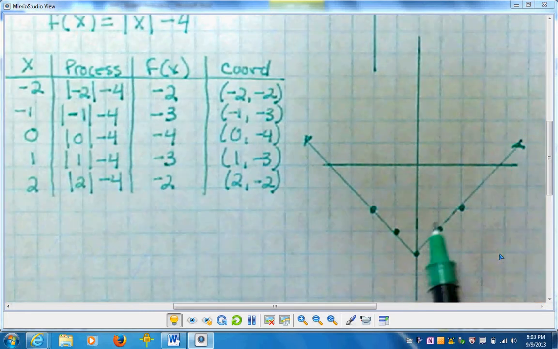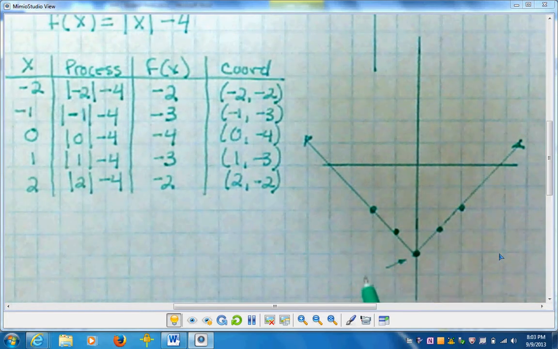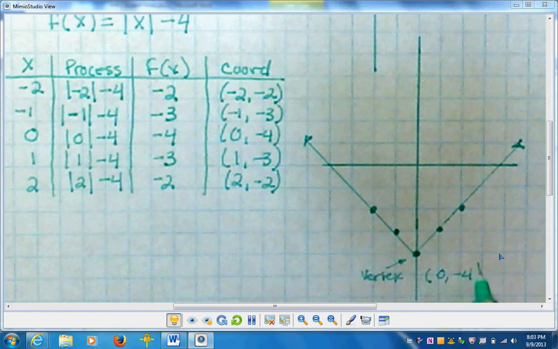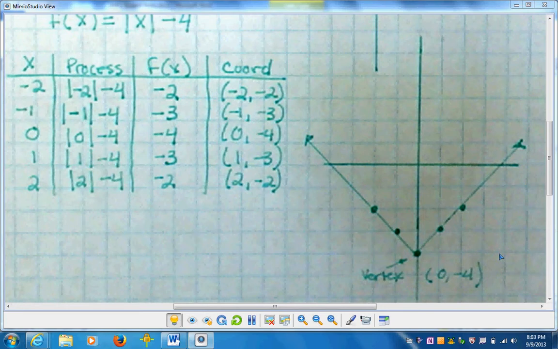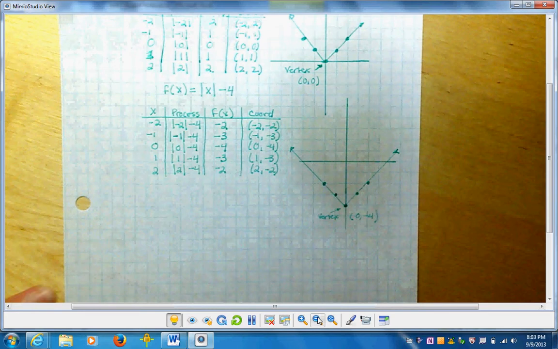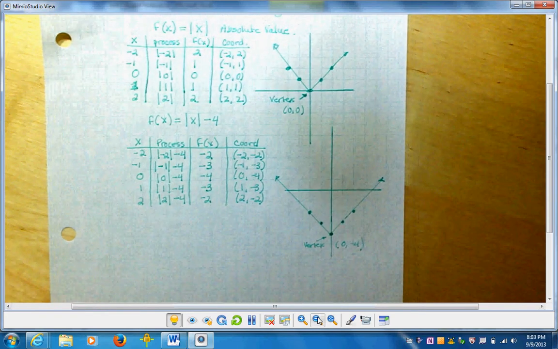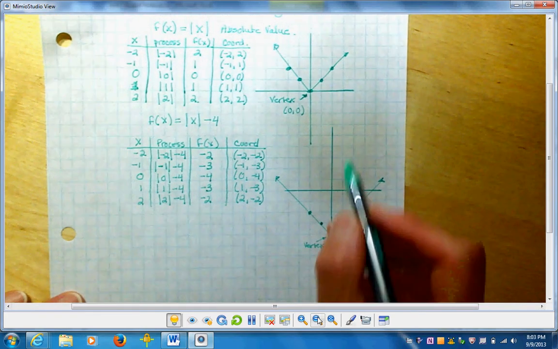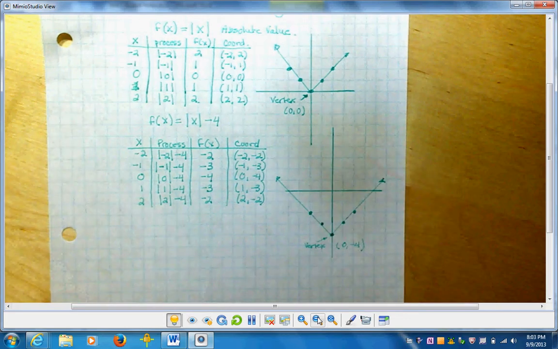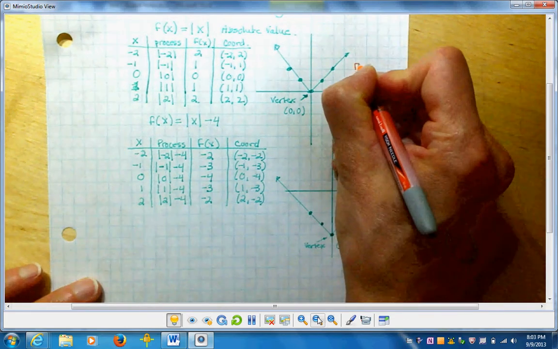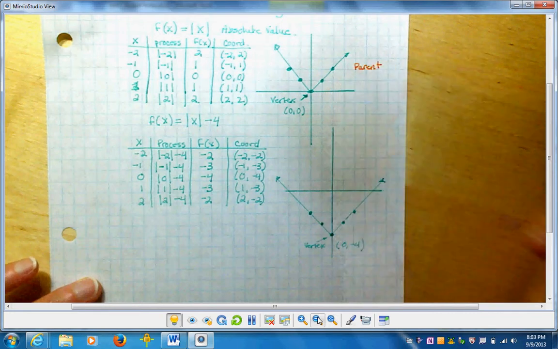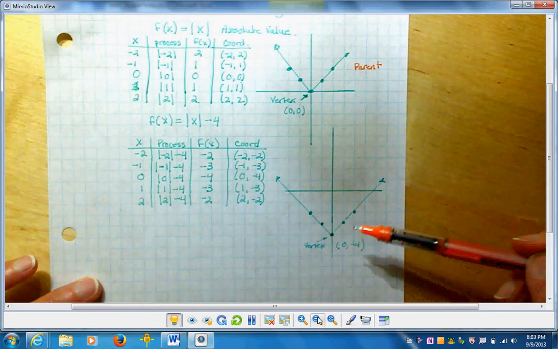Okay, here's our vertex, and our vertex is at the point 0, negative 4. Okay, so hopefully, let's see here, I'm going to go ahead and zoom out a little bit so that we can see both of these graphs together. Okay, so remember this one up here is my parent function. So I'm comparing everything to the parent. So what's different from the parent and the child?